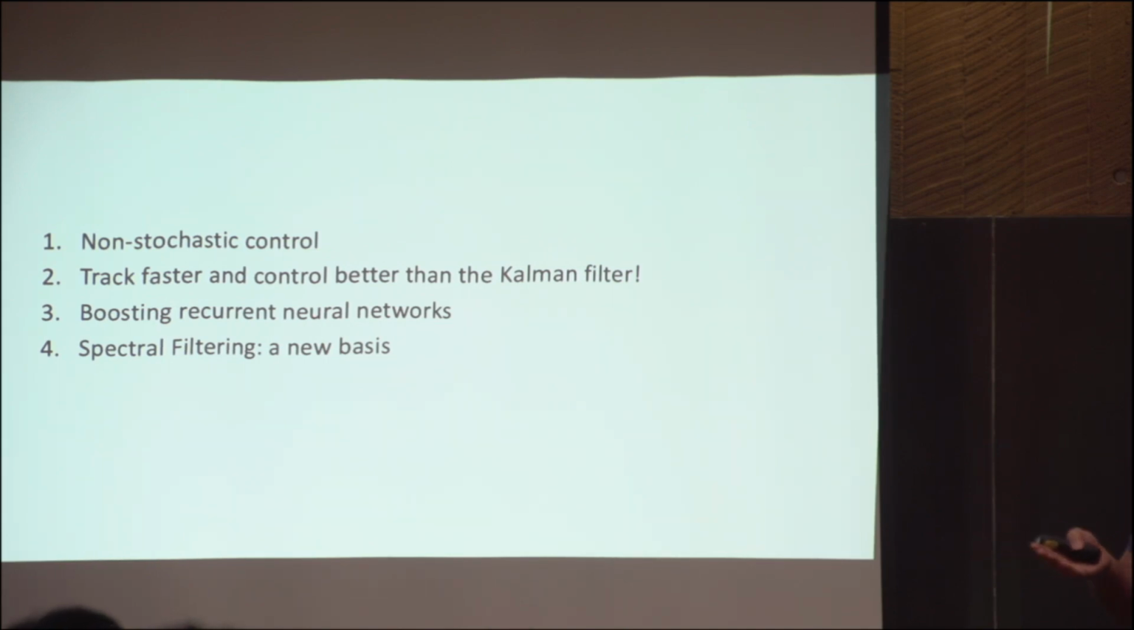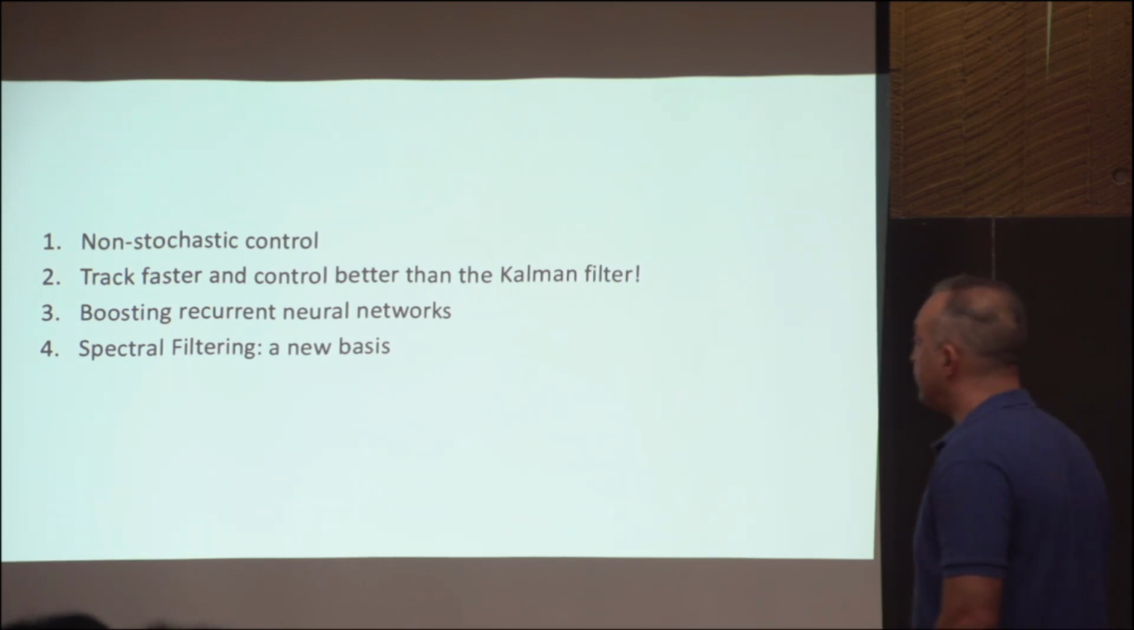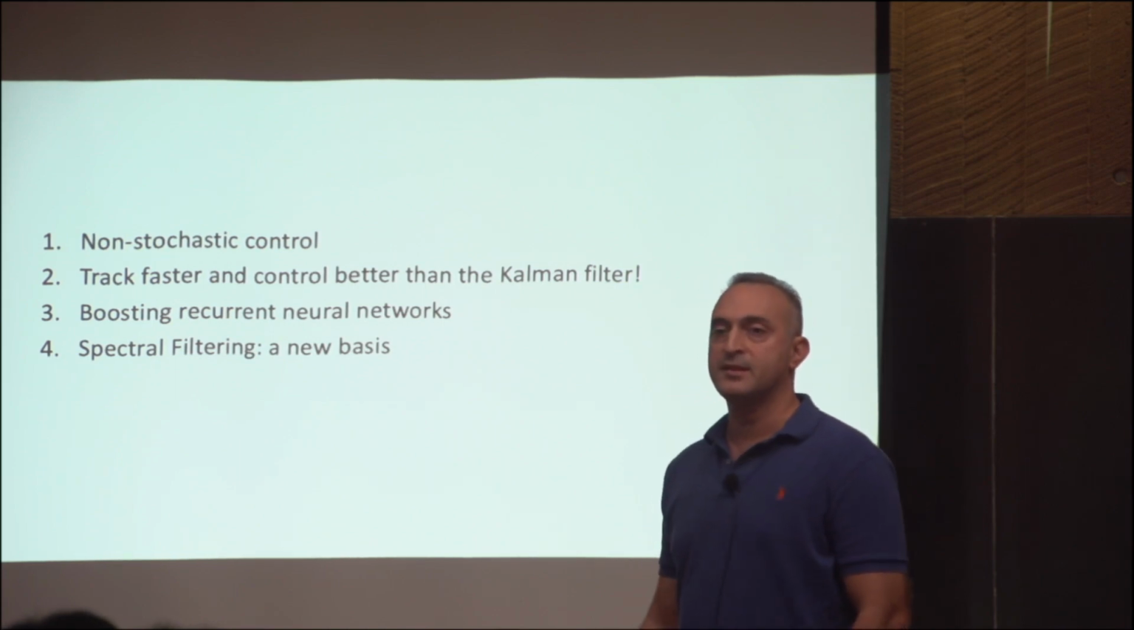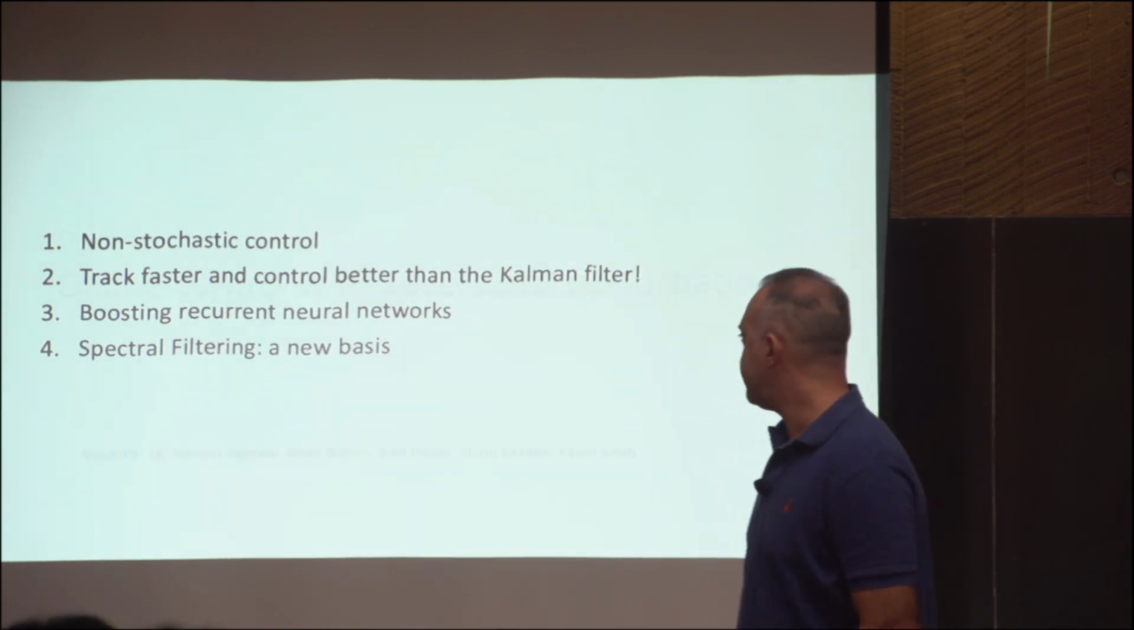So this is what happens when we have neural networks. These are the state of the art in supervised learning. How can we use them for reinforcement learning with provable guarantees? Probably I will not get to spectral filtering, but that's another interesting topic.